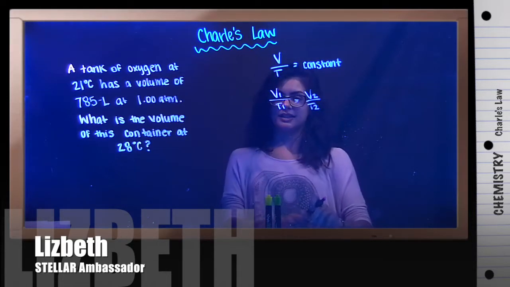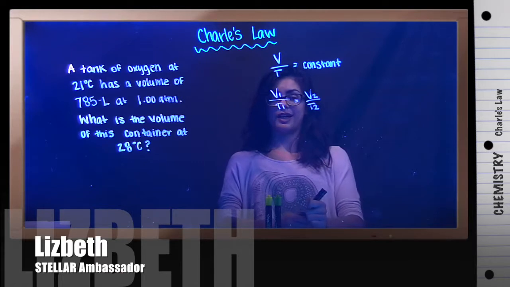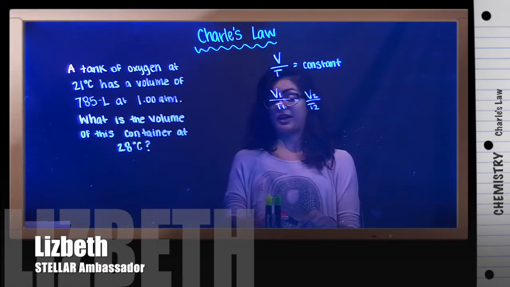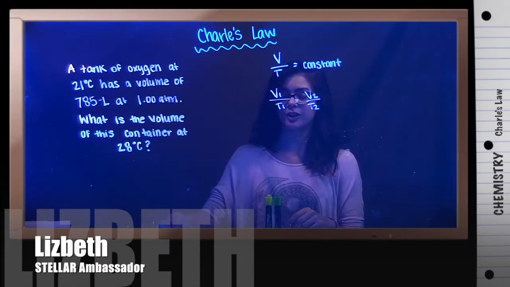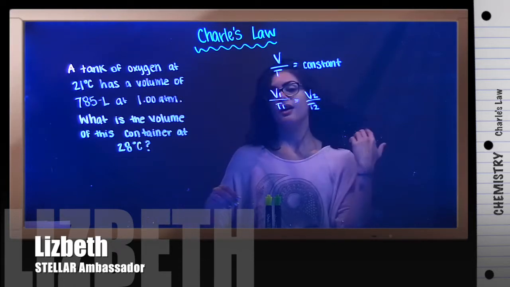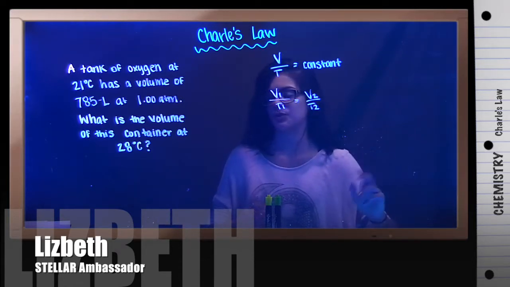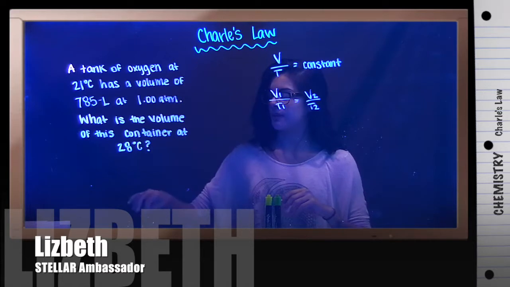In your book, it actually states V final over T final. So the final volume over the final temperature is equal to the initial volume over the initial temperature. However, this works as well. So just do whatever you feel comfortable with.